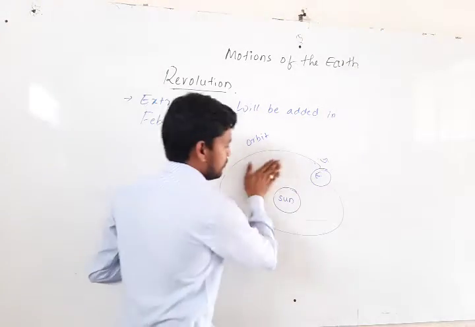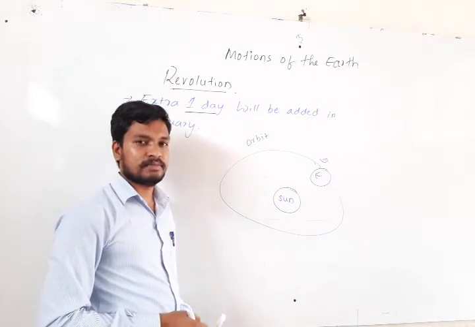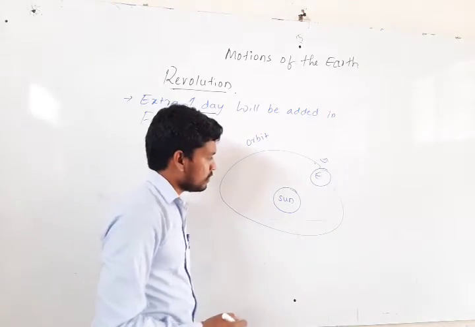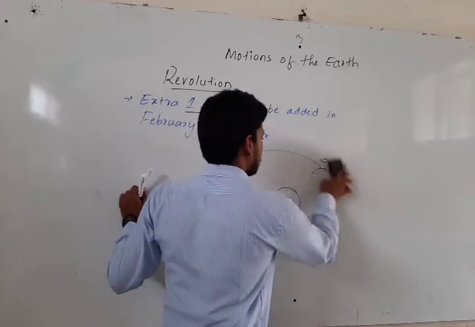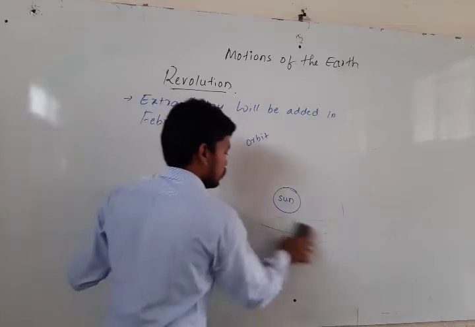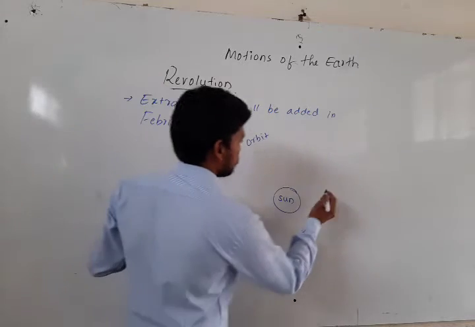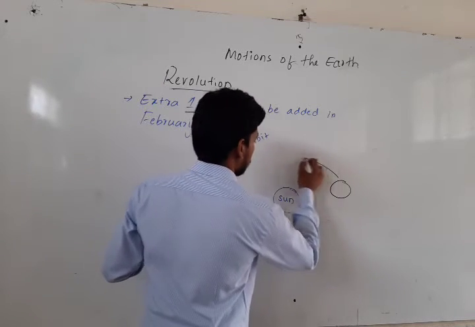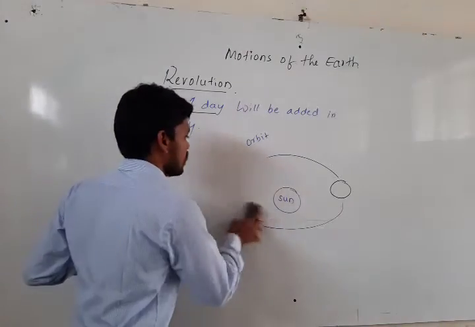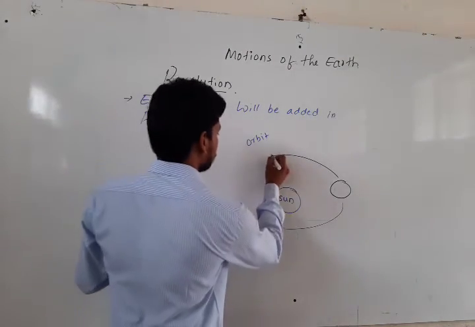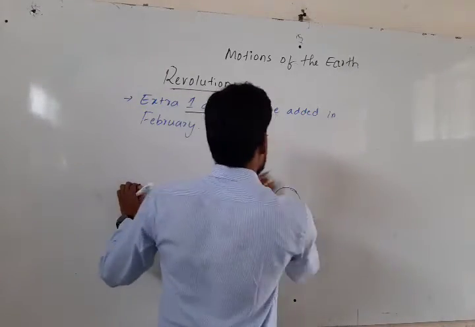So what is the plane which is created by this orbit called? Yes, orbital plane. So this means Earth moves around the sun in its own orbit. Is it in a circle? What is this? Wait for it.